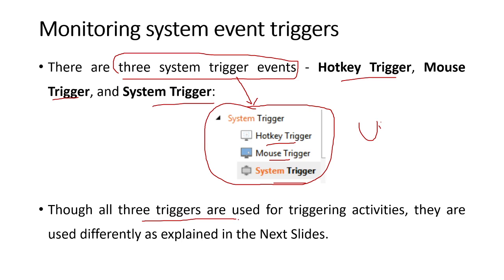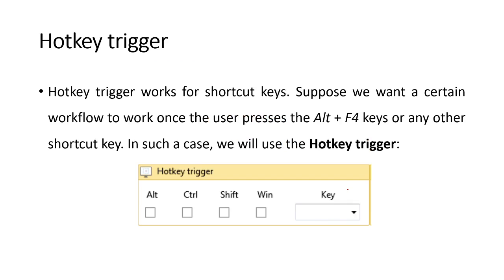See, all these three triggers are used for triggering activities. Depending on the requirement, you have to choose either hotkey trigger or mouse trigger, system trigger. We shall see what that requirement is. Now we shall start with the hotkey trigger. Hotkey trigger works for shortcut keys.